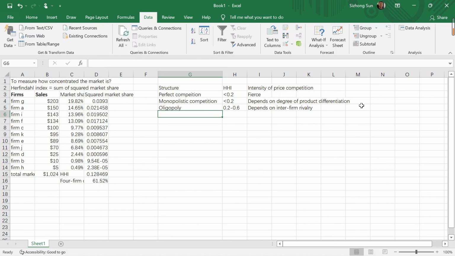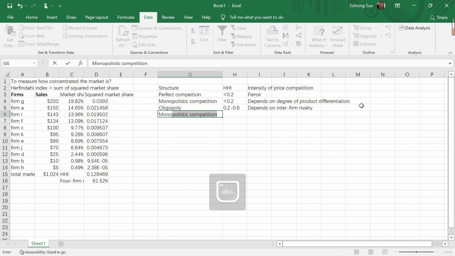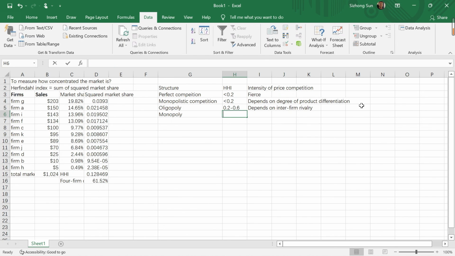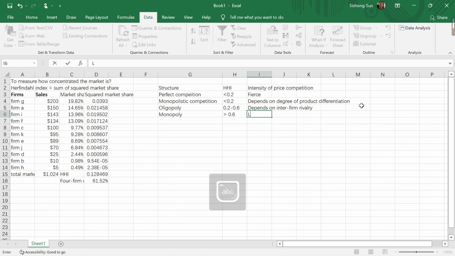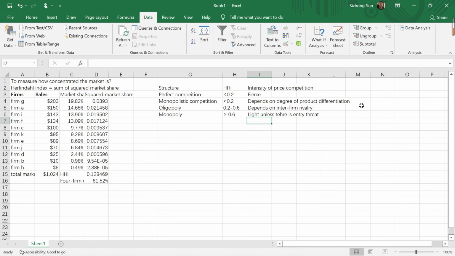Okay. In monopoly, the Herfindahl index should be high, and the price competition is actually light unless there's entry threat. Alright, okay, this is how we measure market concentration and market power.